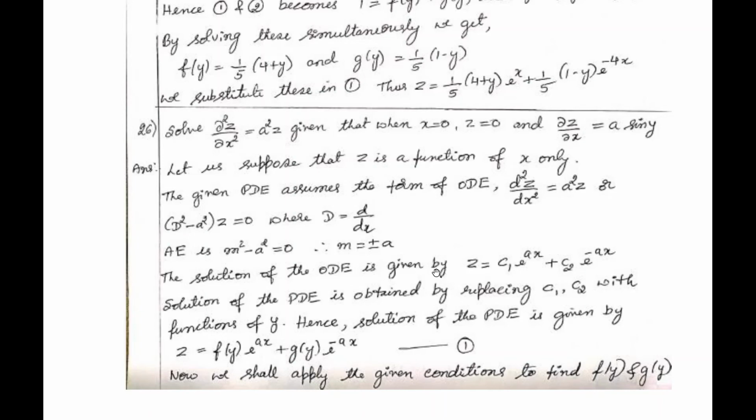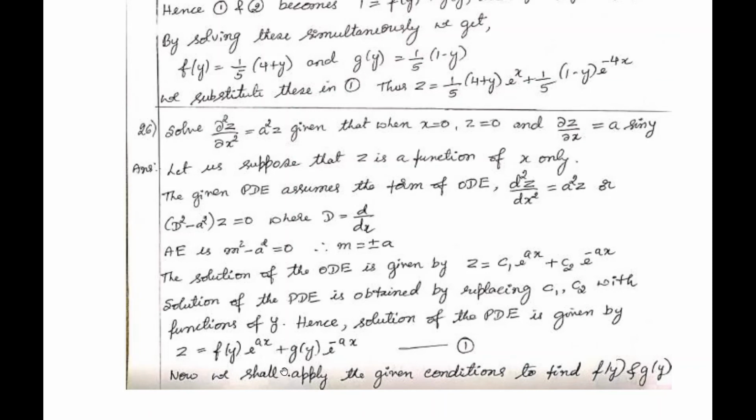So the solution is given by z equal to c1 into e power ax plus c2 into e power minus ax. a is one root, and the other root is minus a. So now we have to find the solution of the partial differential equation. It is obtained by replacing the constants c1 and c2 with functions of y. So the solution of the partial differential equation will be z equal to f of y into e power ax plus g of y into e power minus ax.